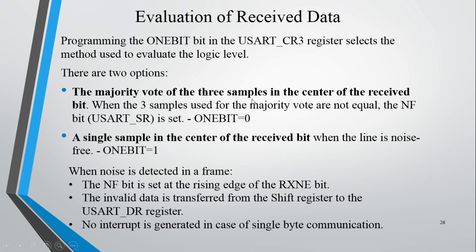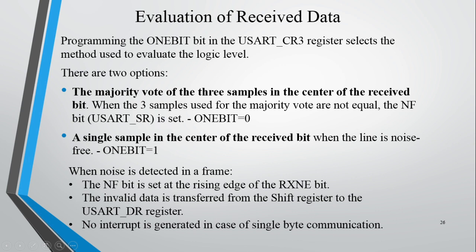And if all the 3 samples sampled at the sender are the same, that means it is valid data. If any one of the samples is different, then it will identify that it is not valid data, and it will be represented by setting the noise flag bit in the status register as 1.